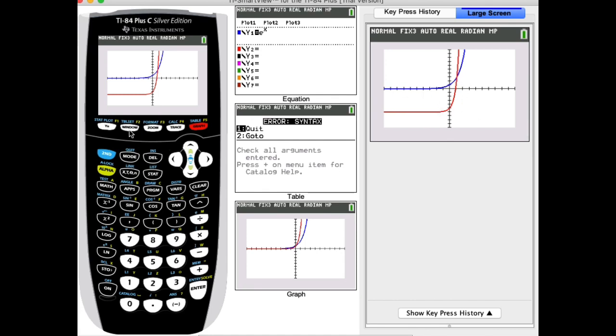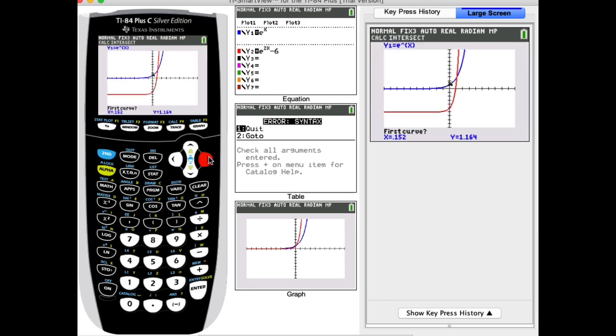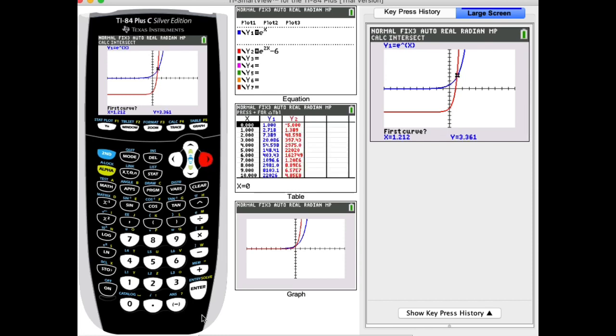Okay, so go to second, trace, 5, as we usually do to find the point of intersection. Press enter and enter. So x is equal to 1.099 and y is equal to 3. There is the point of intersection, which we actually found manually as well.